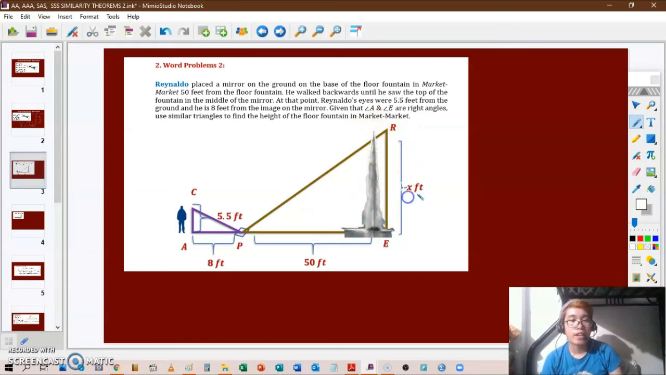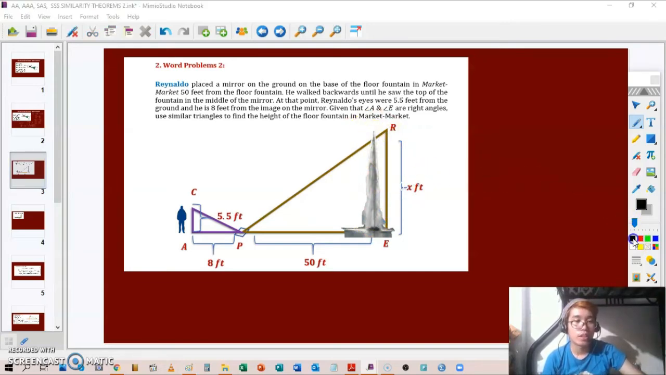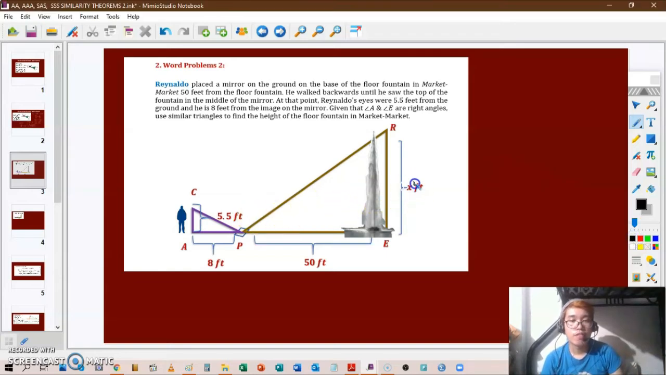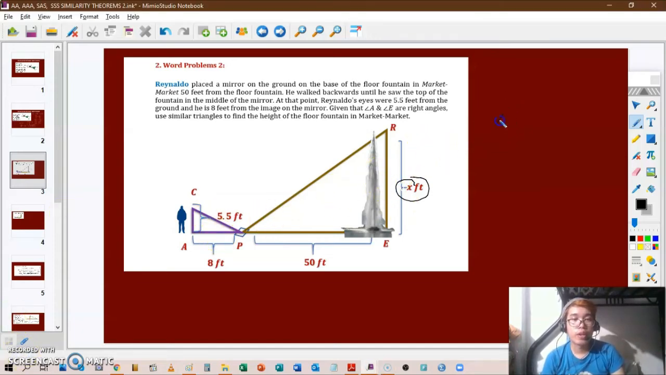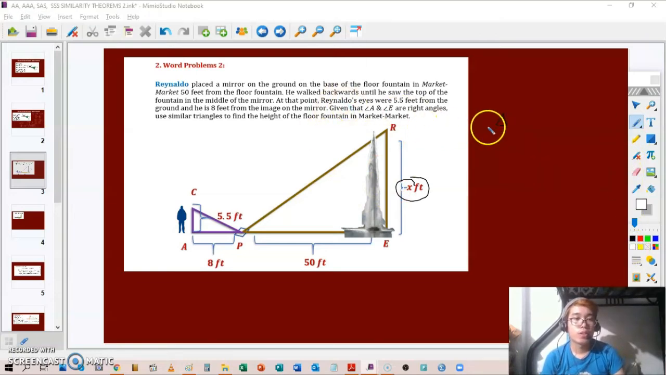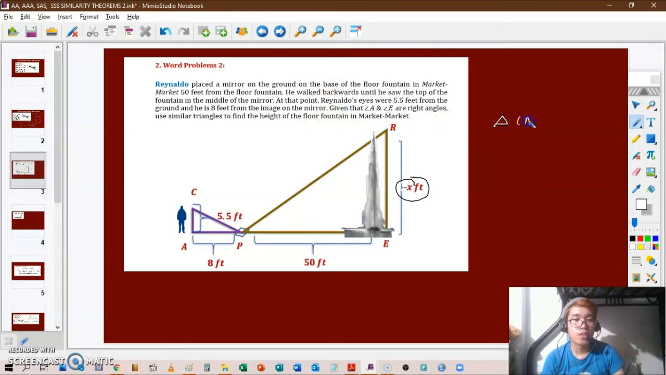So we want to find x here. Okay, so how can we get the value of x? By using similar triangles, we can solve this problem. Since we have two right triangles here, we have triangle CAP. Triangle CAP is similar to triangle REP. So they are similar to each other.